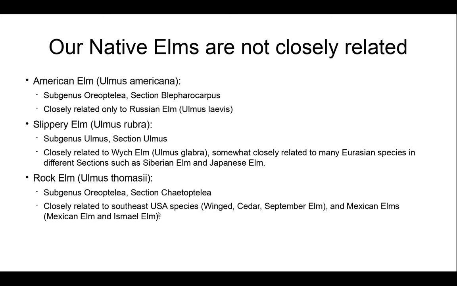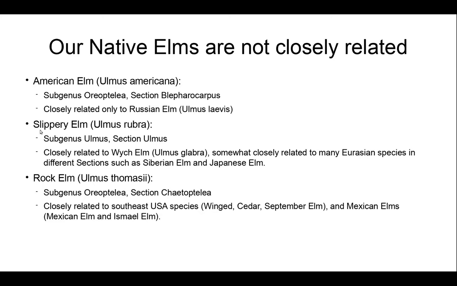So meaning not Ulmus americana, but winged elm, cedar elm, September elm of the Southeast United States, and the Mexican elms, Mexican elm itself, and Ishmael elm. So I'd say American elm and rock elm look sort of similar in some ways. I could see how they could be confused. Slippery elm, I would say, should never be confused.